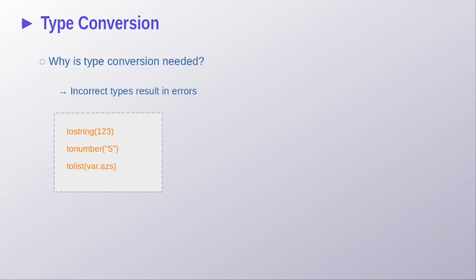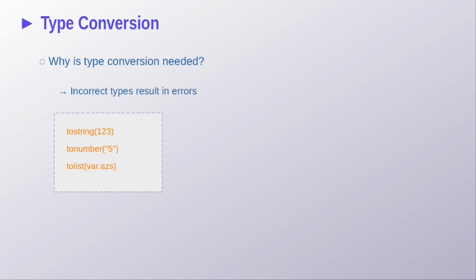And type conversion. Why do we need type conversion? Terraform is very strict about data types. This is good, but sometimes inconvenient. For example, CI/CD sends everything as string. Module output returns unexpected type.